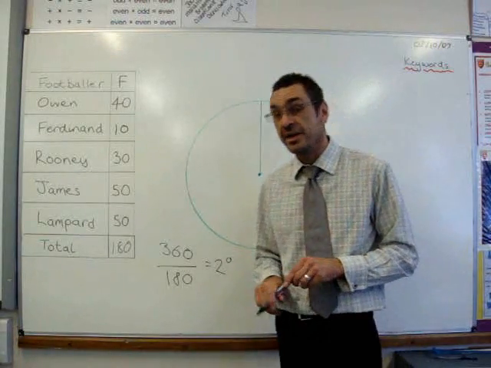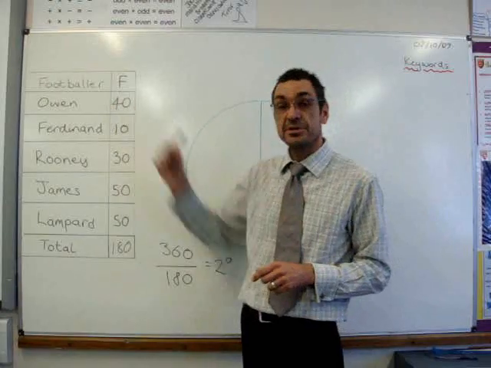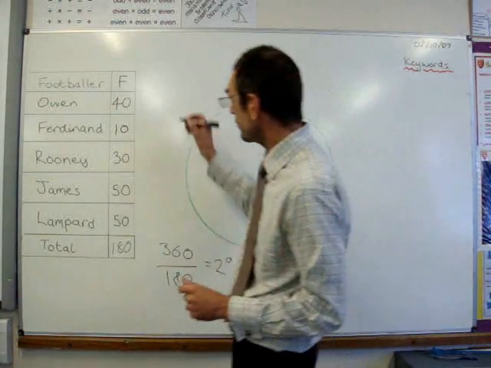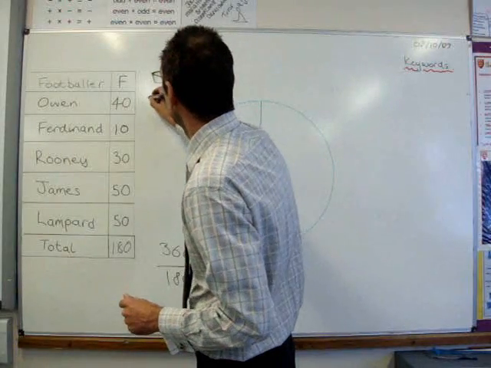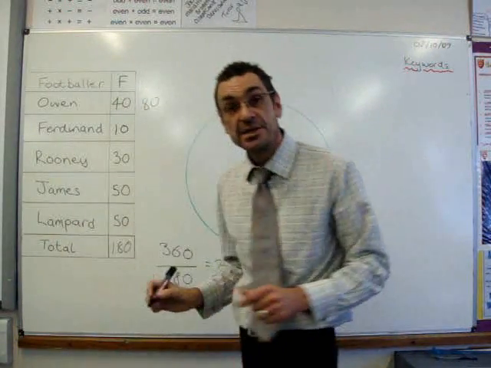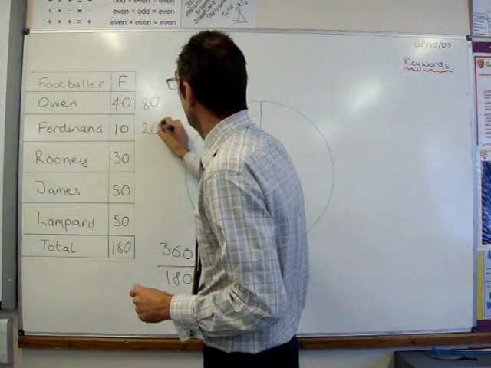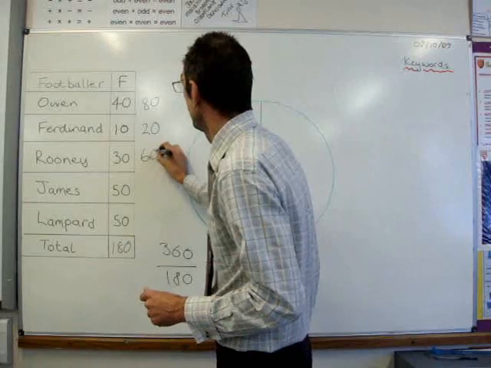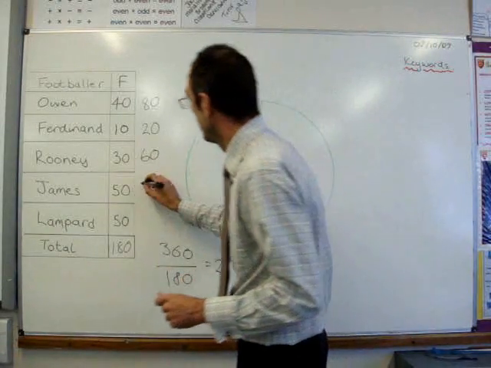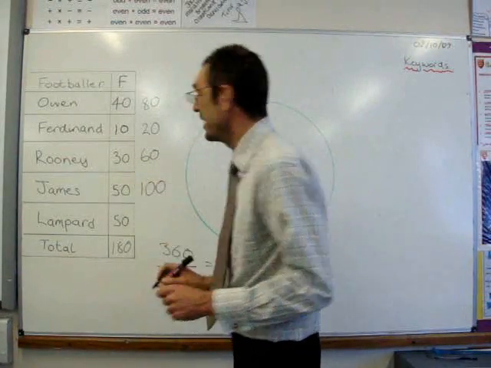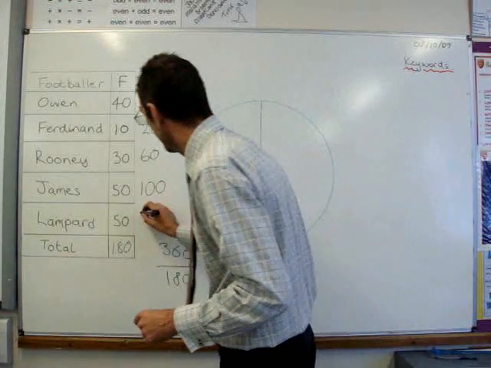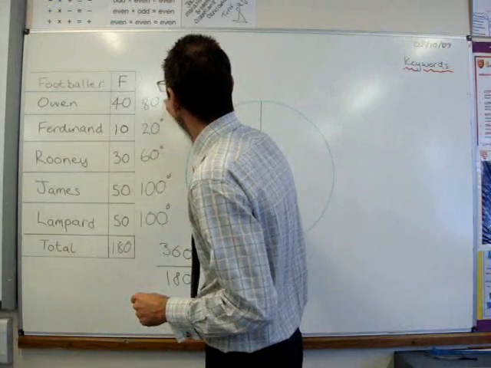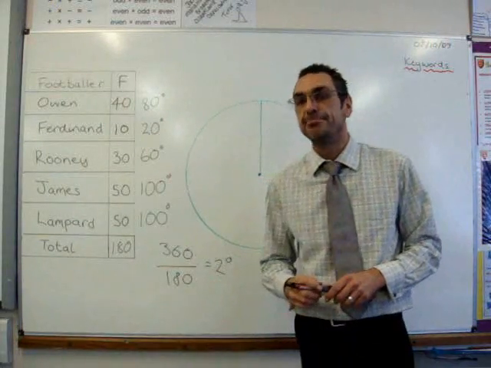So to find out the angle for each person, we multiply our frequency by the number of degrees. So in this case, 2 degrees, we're just going to double everything. So Owen will be 80 degrees, 20 degrees for Ferdinand, 60 degrees for Wayne Rooney, 100 degrees for David James, and 100 degrees for Frank Lampard. Remember, put the little degree sign in there.